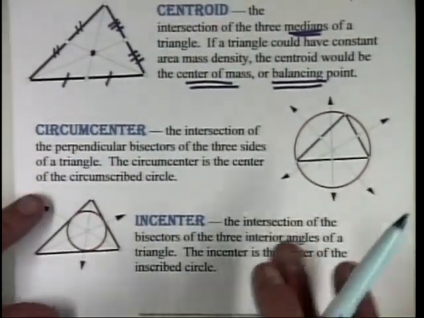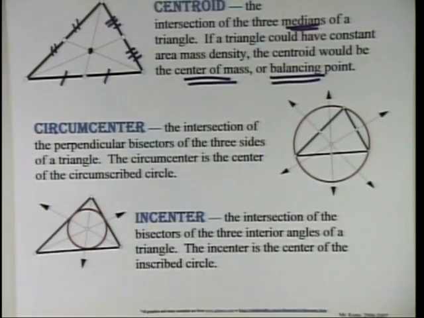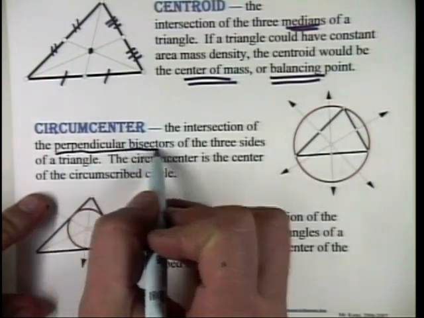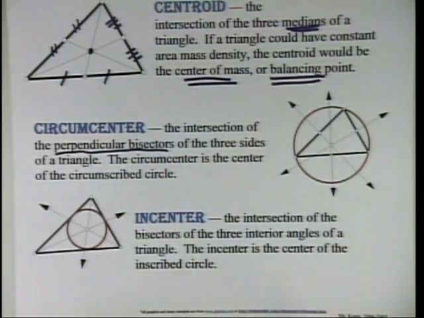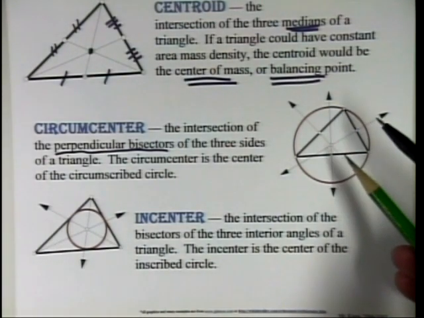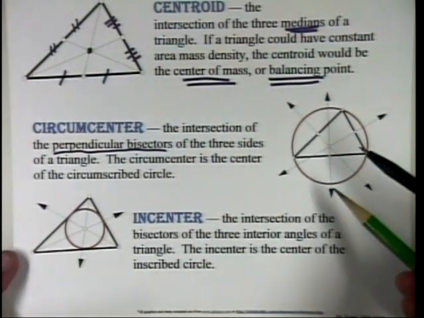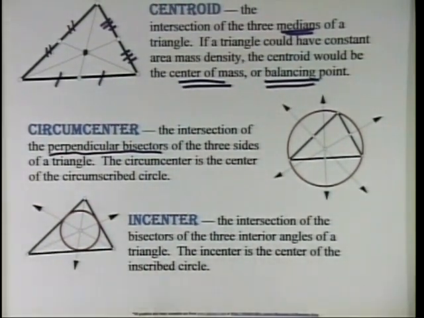Two more to go. The circumcenter. Circumcenter is basically the intersection of the perpendicular bisectors. Now, the circumcenter has an interesting name. It's very appropriate. Circum means to go around. Circumference is around the circle. So the circumcenter is going to basically be the center of a circle that we say circumscribes the triangle. So basically, it's a circle that will contain the triangle.